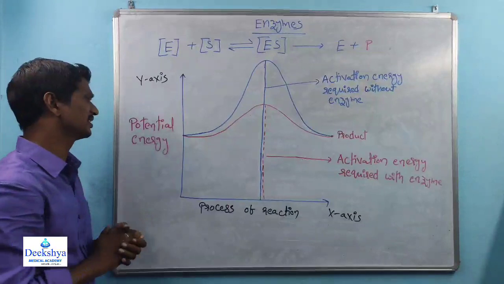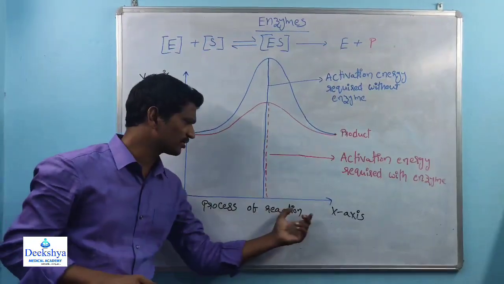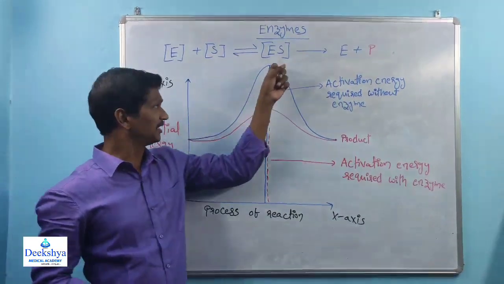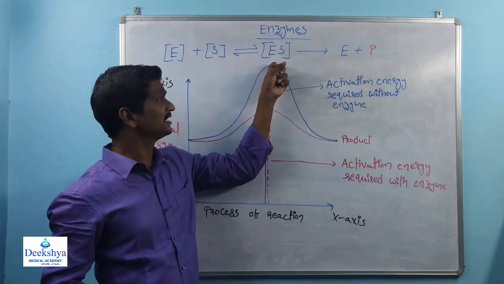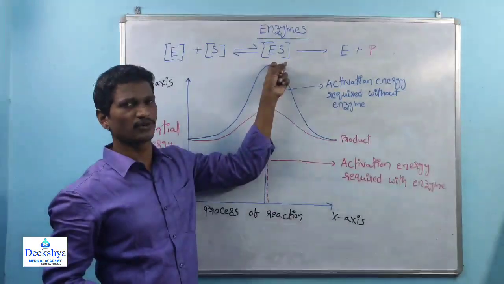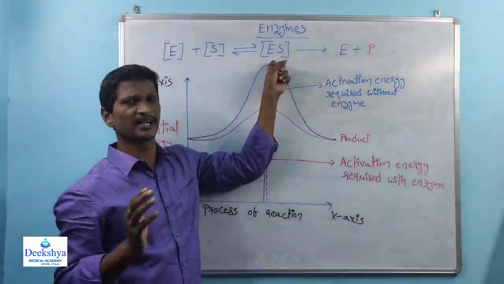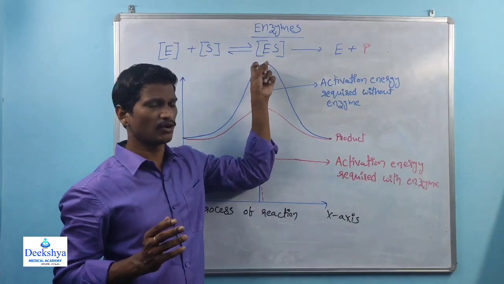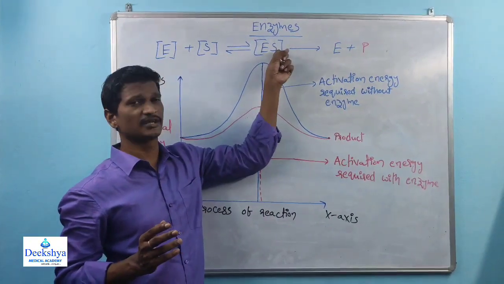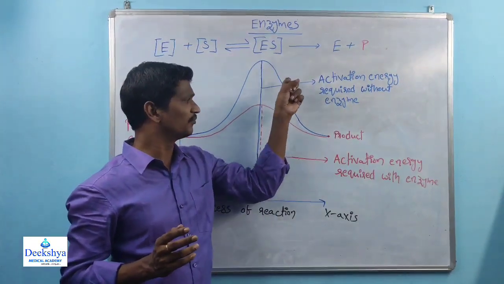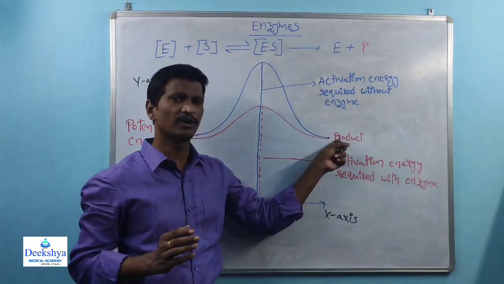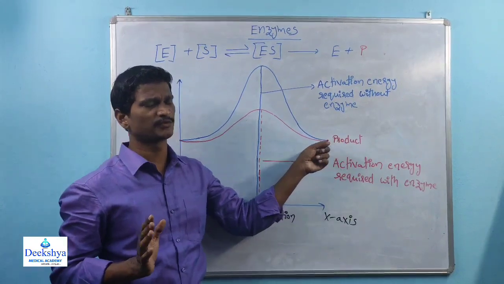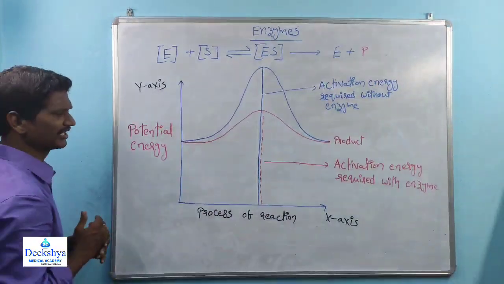So what I am telling here is the process of reaction: free enzyme, free substrate. At the middle point, there is the enzyme substrate complex formation. The state is called the transition state, right? After the formation of the transition complex, or enzyme and substrate complex, the forward reaction takes place. Finally, product formation takes place. So that is about the x-axis.